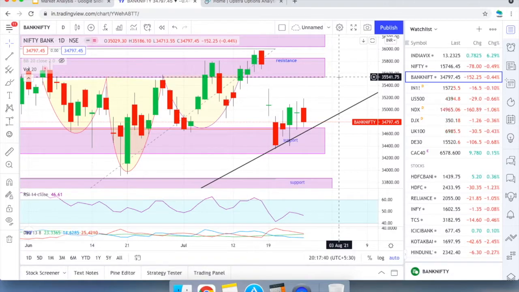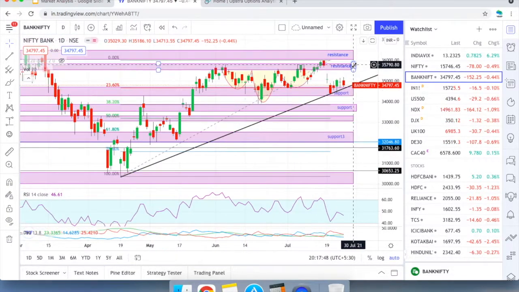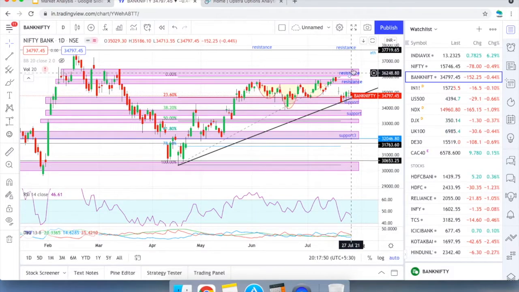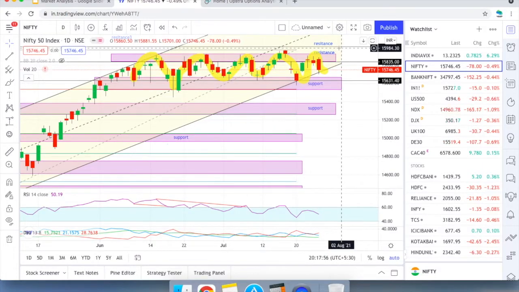So the resistance is clear: 35,500 to 35,800 is the resistance zone. Upwards you have the 36,500 level, and then the all-time highs. So there is a lot of resistance for Bank Nifty. And for Nifty, the resistance is all at the 15,950 and 16,000 levels. So that's the support and the resistance.